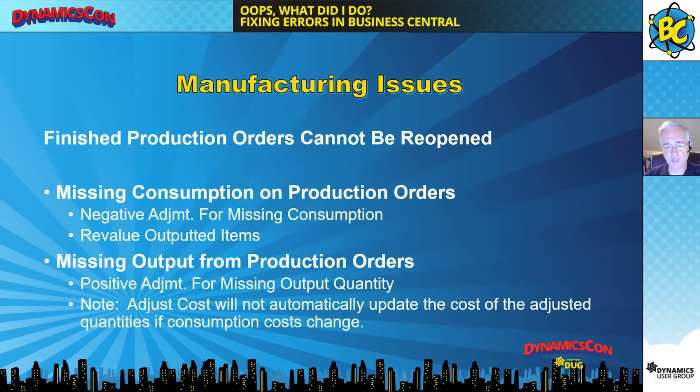It won't go back and look at any of the consumed raw materials. Also, adjust cost won't update the cost on those positively adjusted items if you had a change in the cost of your consumables. For example, if your component cost changed because of a new invoice or an item charge or a costing adjustment, normally adjust cost will push that change to the output items, but with those positive adjustments, there's a break in that linkage, and so adjust cost won't adjust those positive numbers. So it gets a little dicey when you're looking at those manufacturing issues. Just be aware of that.